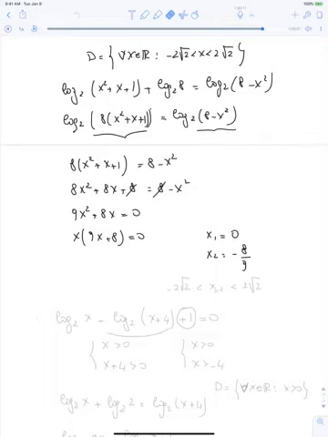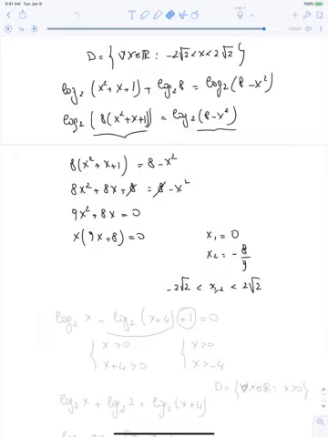Now, both these solutions, both x1 and x2, are less than 2 square root of 2, because one is 0 and one is negative. Now this one here is greater than minus 1, and minus 2 square root of 2 is less than minus 1, so they're both in the domain. So both solutions are acceptable, and these two numbers are actually the solutions of the logarithmic equation.